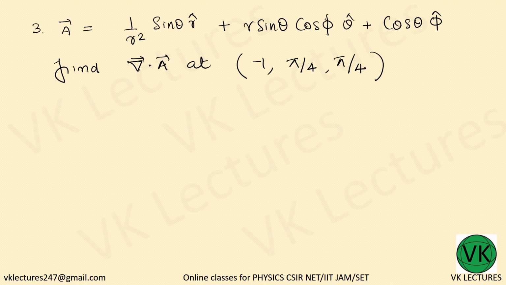1. The vector A is given as 1 by r square sine theta r cap, r sine theta cos phi theta cap, cos theta phi cap. Now the question is to find the divergence del dot A at (minus 1, pi by 4, pi by 4).